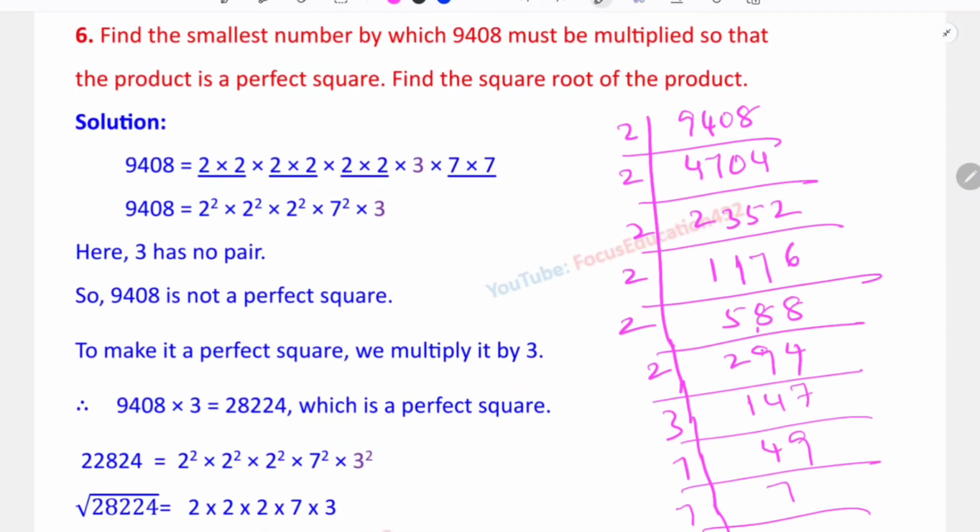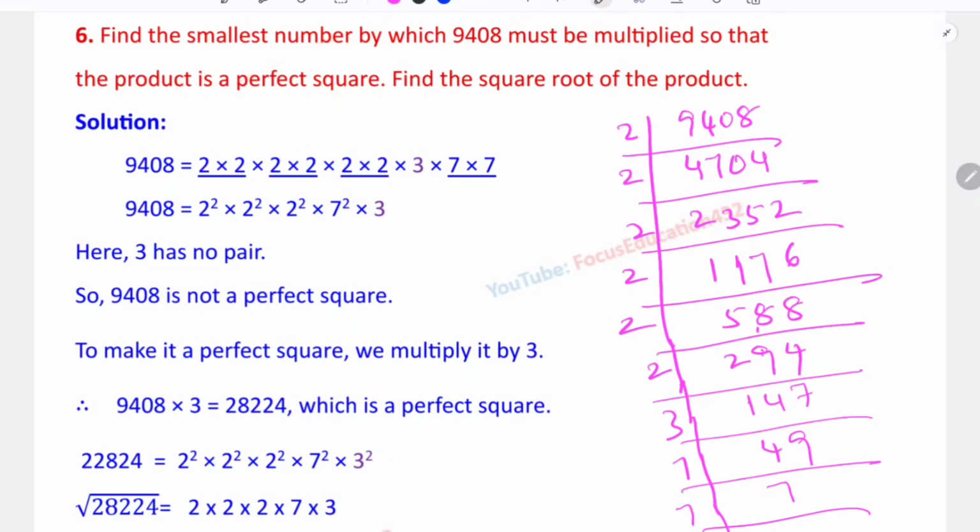So how to make it a perfect square? You have to multiply this 9408 by 3, so that 3 becomes a pair, right or not? If you multiply 9408 by 3, we get a perfect square. So what is the number that is a perfect square? 9408 multiplied by 3, that means 28,224 is the perfect square. Clear? So we found the perfect square.